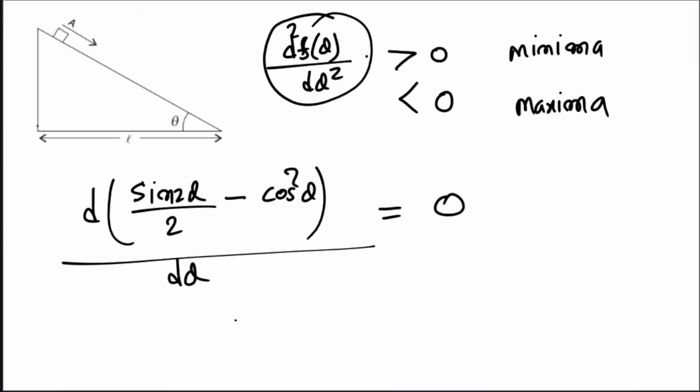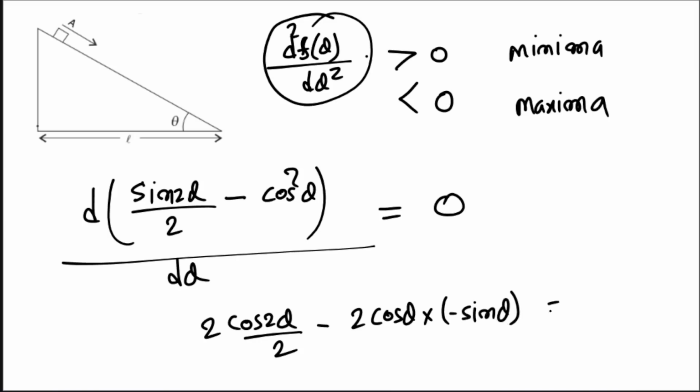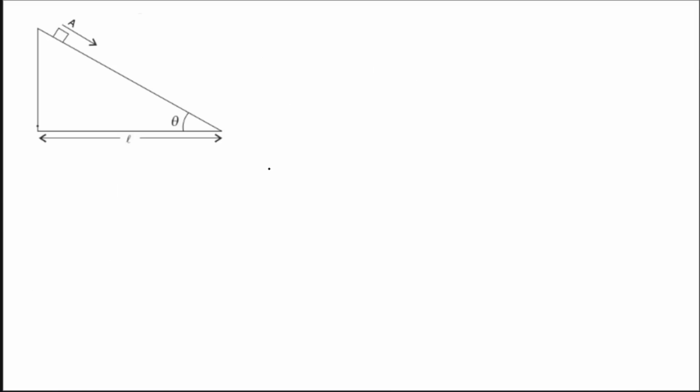अब आप इसको differentiate कर लो. This will become how much? 2 cos 2 theta divided by 2, minus cos square theta का differentiation क्या होगा? So this will become 2 cos theta into minus of sin theta, and this is equal to 0. ठीक है? So this will become cos 2 theta and minus minus plus हो जाएगा 2 sin 2 theta, because 2 cos theta sin theta क्या होगा? sin 2 theta. So basically what we are getting is cos 2 theta plus sin 2 theta is equal to 0.